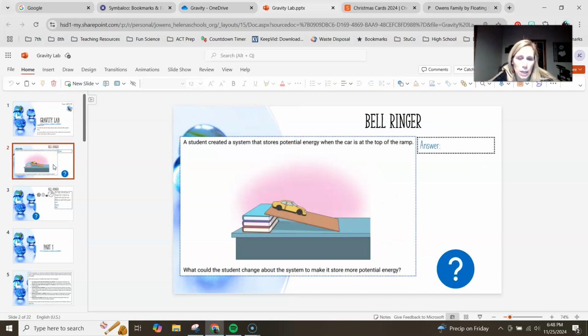So for your bell ringer today, you have this system where we have a little ramp of books and a car on top of the ramp. A student created a system that stores potential energy when the car is resting at the top of the ramp. What could the student change about the system to make it store more potential energy? You should answer that right there.